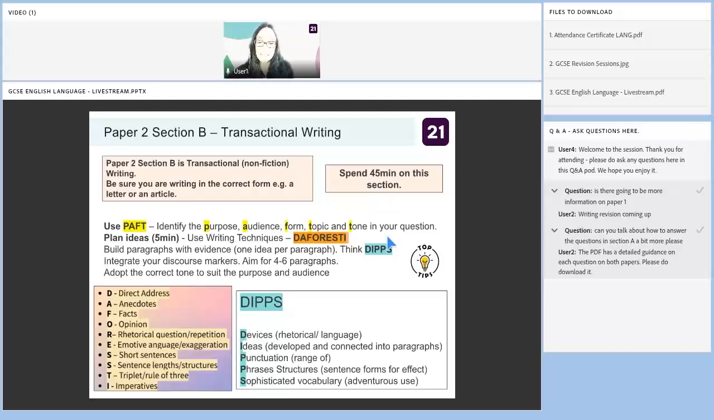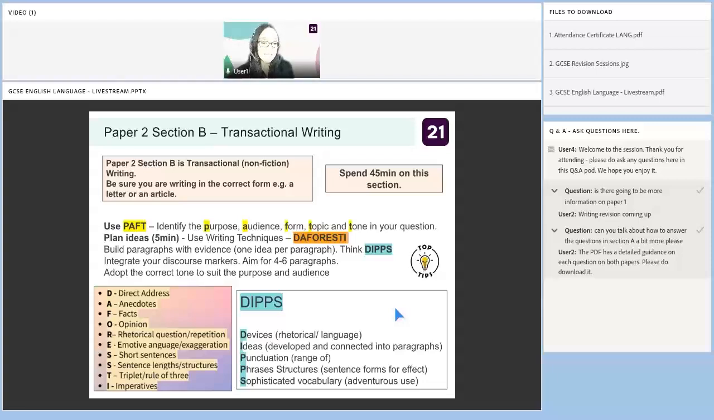And as you can see on the slide, there are some acronyms here that I'm sure some of you have heard of. We teach DIVERSITY at Academy21, so there's a list of writing methods that you can use and apply to help you fulfill your writing purpose. And there's also DIPS as well, where you can start to look at rhetorical devices. Remind yourself that the examiner is looking for developed ideas that are connected into paragraphs and looking at a range of punctuation, sentence forms, and ambitious vocabulary.